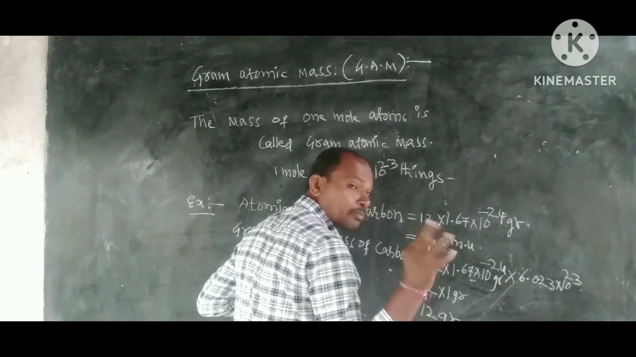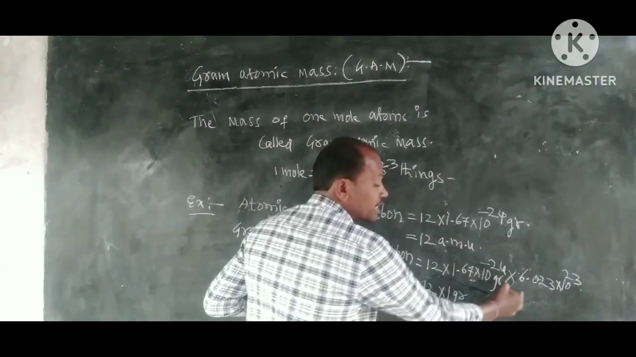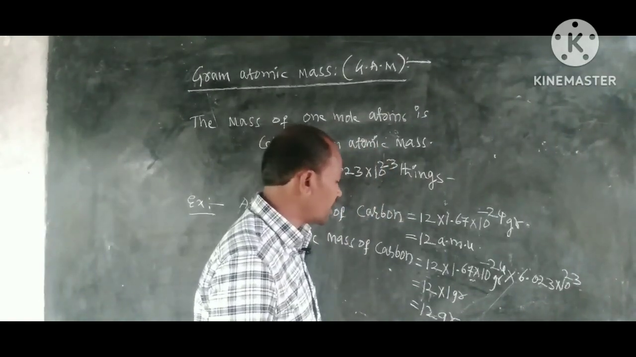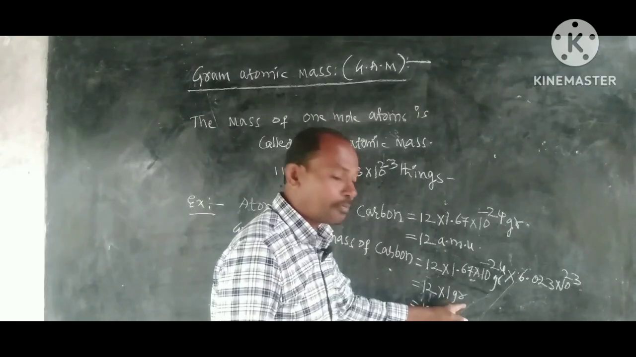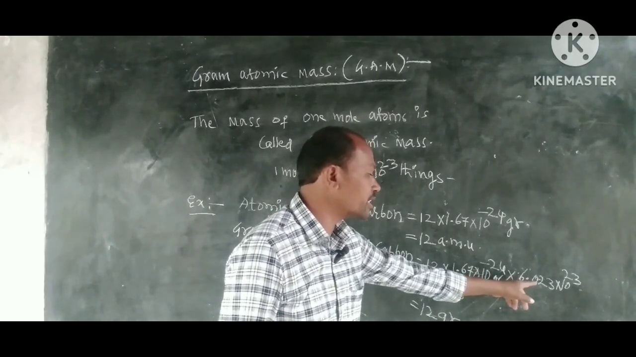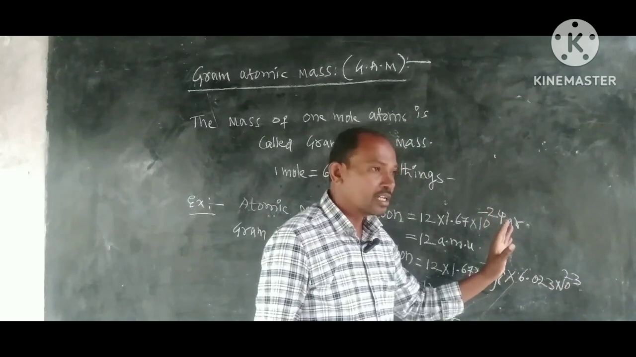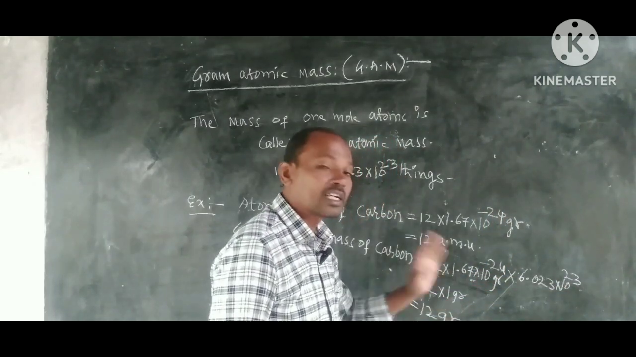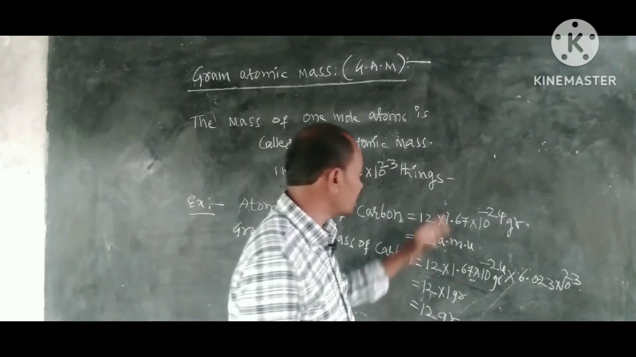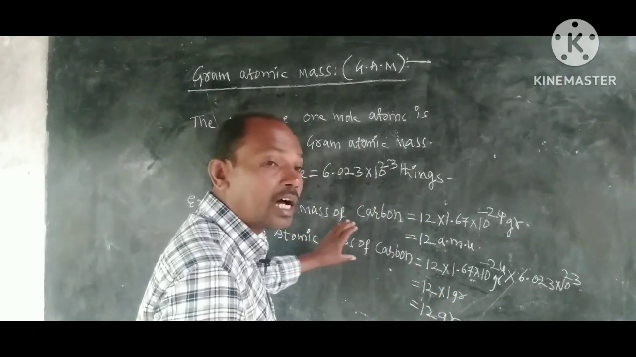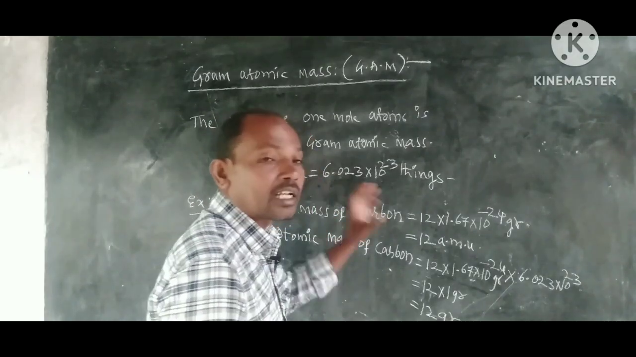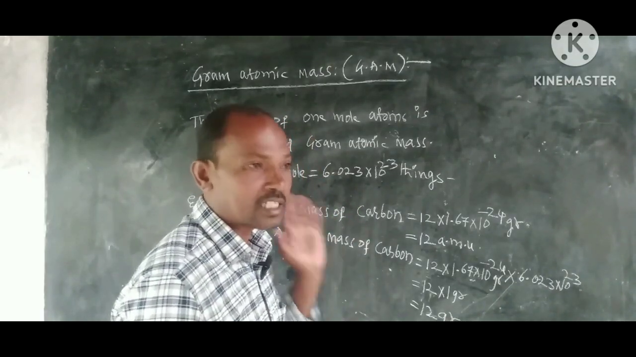This is 1 carbon atom, but 1 mole means 6.023 into 10 power 23. So that is equal to 12 into 1 gram. Because here, 1.67 into 10 power minus 24 into 6.023 into 10 power 23 is nearly equal to 1 gram. So that is equal to 12 grams. So this is carbon gram atomic mass and carbon atomic mass. So this is one example.